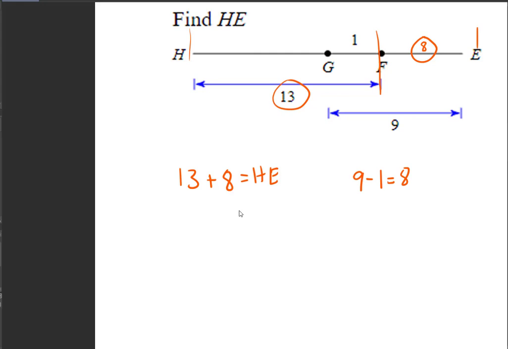All right? So that distance ends up equaling, oh, sorry, I guess I could have left that actually. Let me just leave that. I like the way that looked. So HE. And that distance ends up being 21. So 21 is equal to HE. All right?